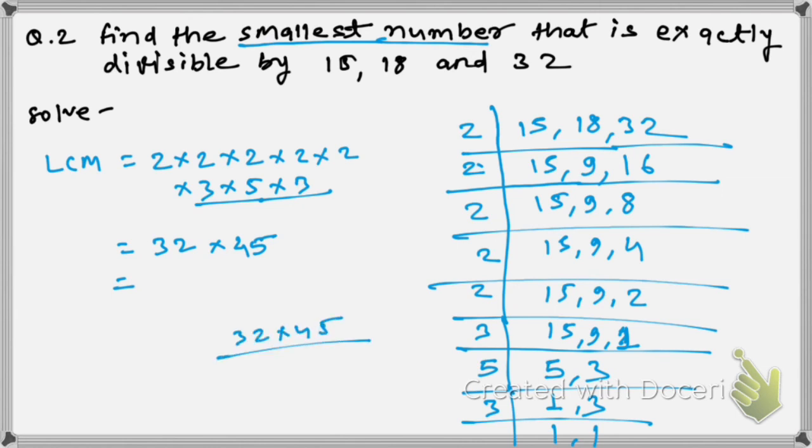Okay, so 160, and cross here 8 and then 12, so it will become 1440. So students, the answer will become 1440. Okay students, see you next time.